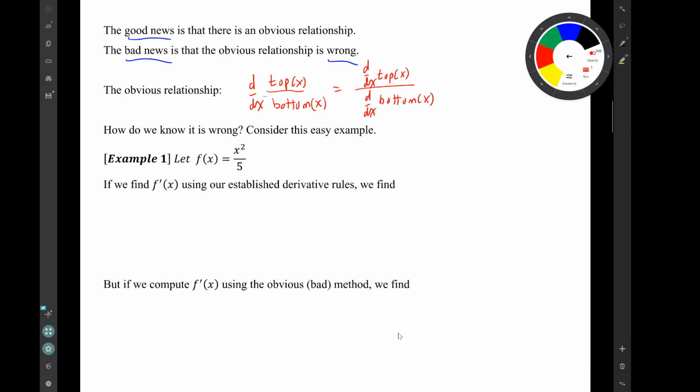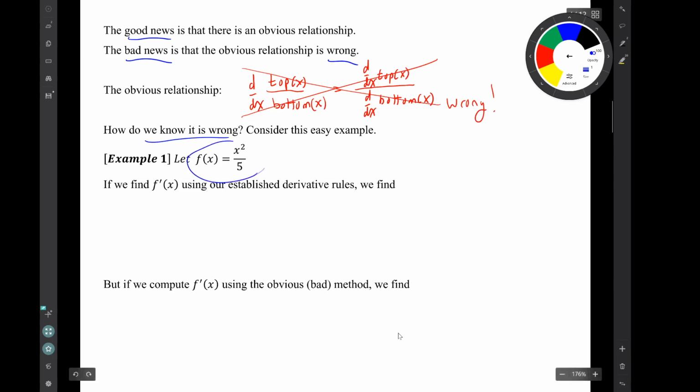So there's the obvious relationship. The derivative of a ratio would just be the ratio of the derivatives. That's what you would guess. But this is wrong. How do we know it's wrong? Well, consider this easy example.